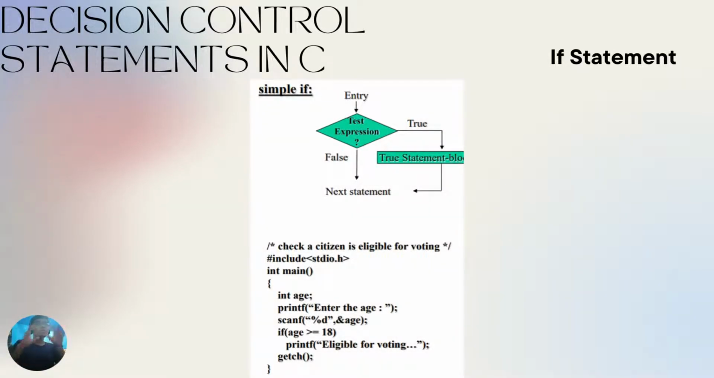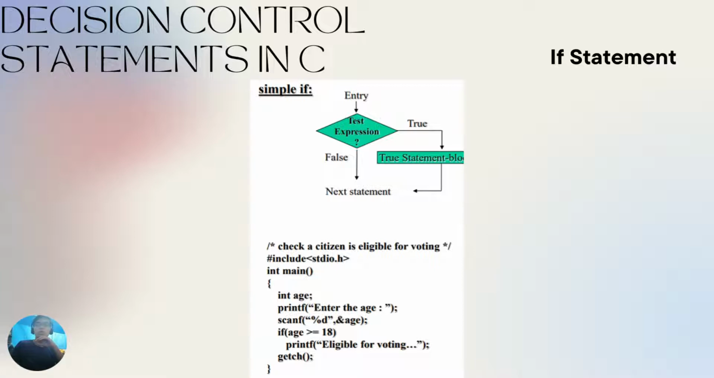Now we will start with a simple if statement. As you can see in the flowchart, there will be a condition. If the condition is satisfied, it will evaluate as true, and the code corresponding to the true block will get executed. If it evaluates to false, then the code corresponding to the false block will get executed. At the bottom there is a small example, which is basically on checking your eligibility for voting.